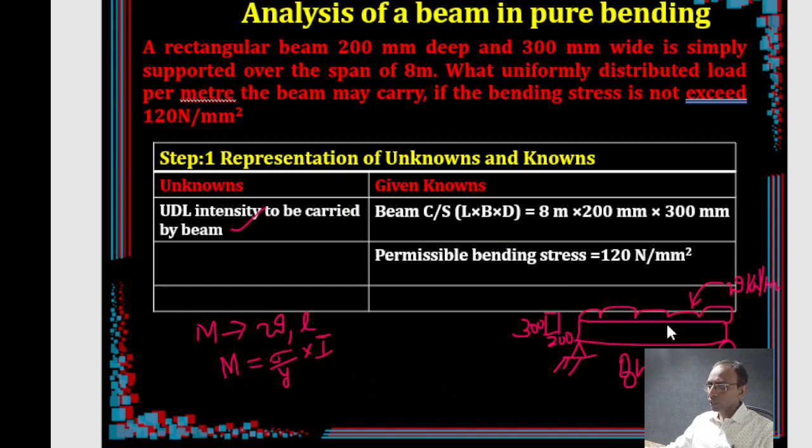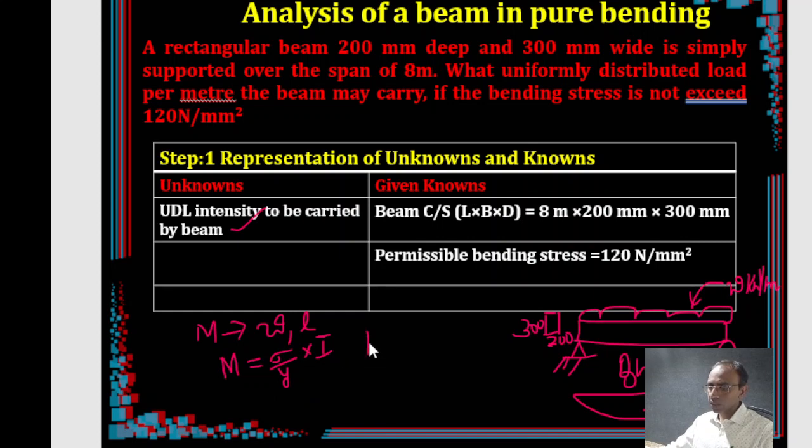For a simply supported beam, when there is a UDL, what is the maximum bending moment that is caused? You will be getting a shape of a parabola with a maximum value of WL square by 8. This is your bending moment. This is required because the M term refers to the maximum bending, so that is your maximum value.